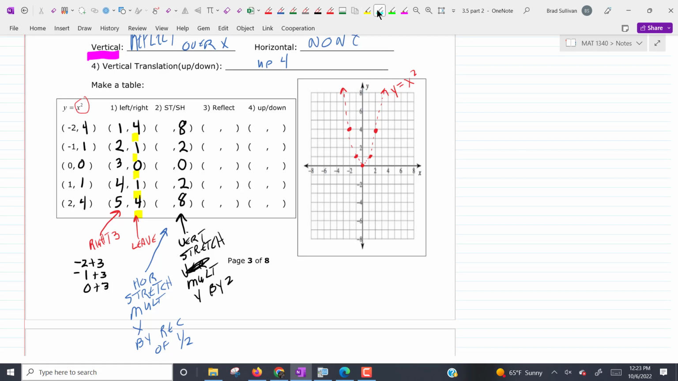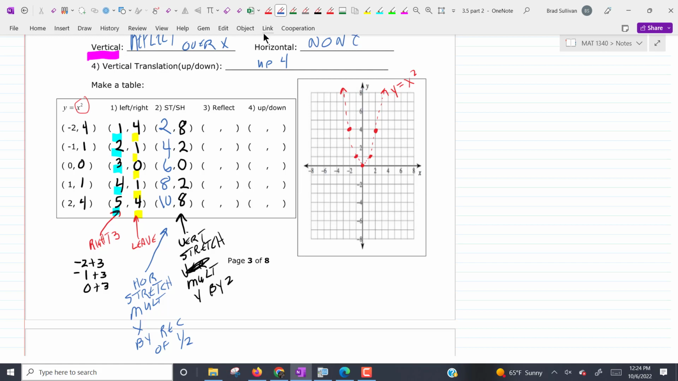So I'm going to highlight the x values in blue here, and you're going to do the same thing. In your head, multiply the x values by 2/1. So 1 times 2 is 2. 2 times 2 is 4. 3 times 2 is 6. 4 times 2 is 8. 5 times 2 is 10, like that. Always do the reciprocal on the horizontal transformation. So we're figuring out where these points are going to go.